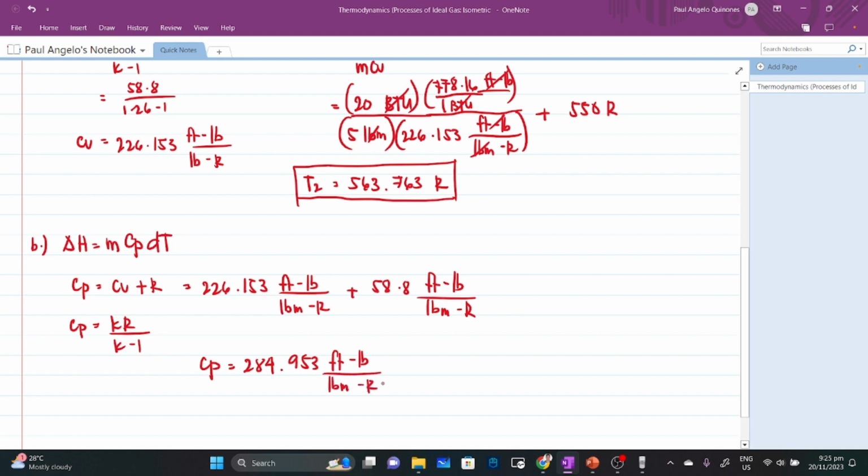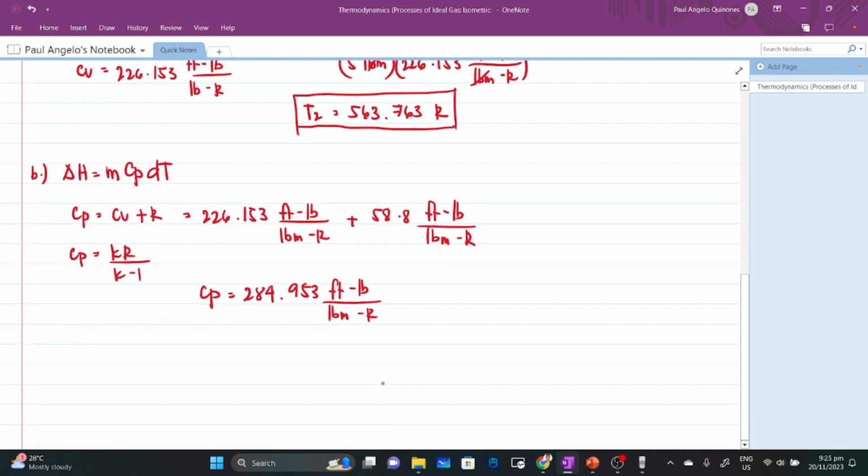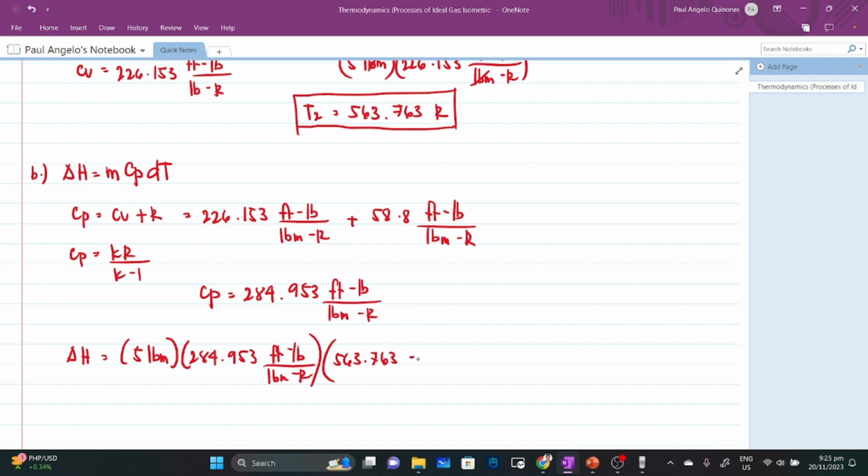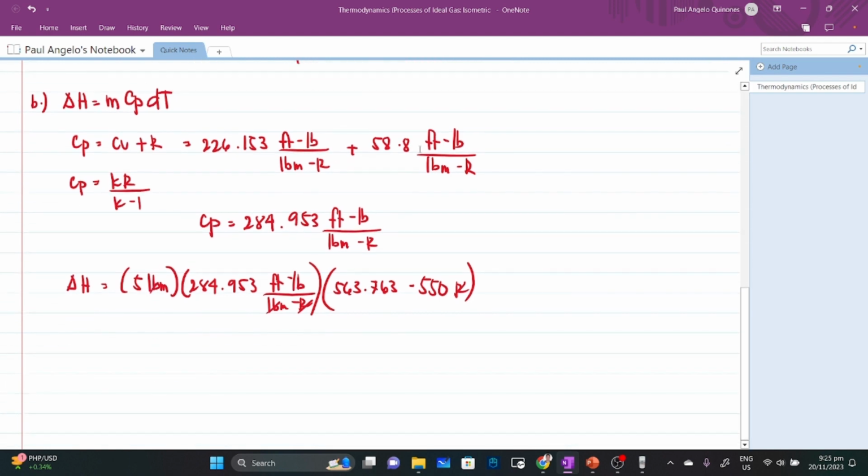Now we are ready to substitute it in the general equation of enthalpy, that is delta H is equal to the mass, which is 5 pound mass, times CP, which is 284.953 foot-pounds per pound mass Rankine, times T sub 2, which is 563.763, minus T sub 1, 550 Rankine. So Rankine and pound mass cancel out, leaving us with foot-pounds.